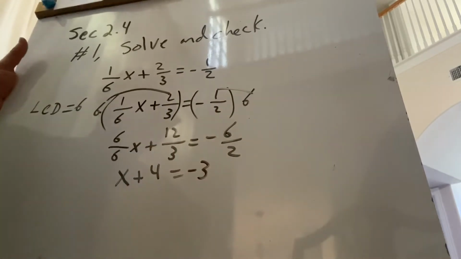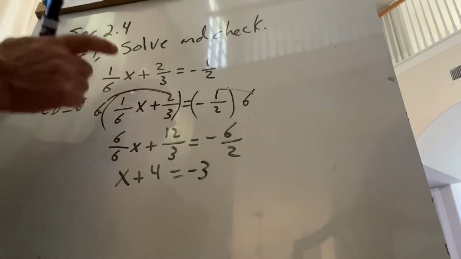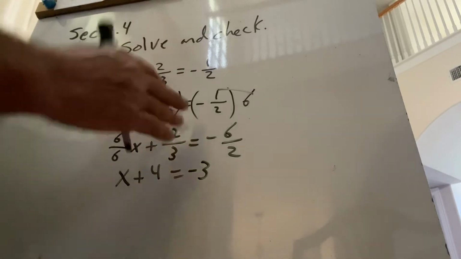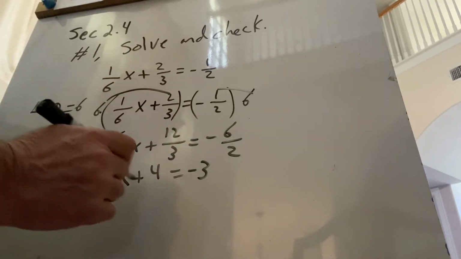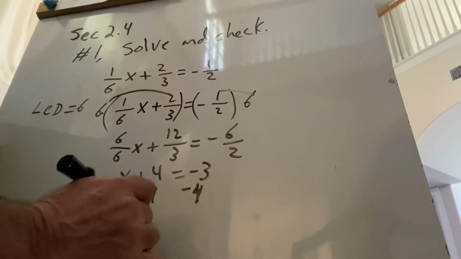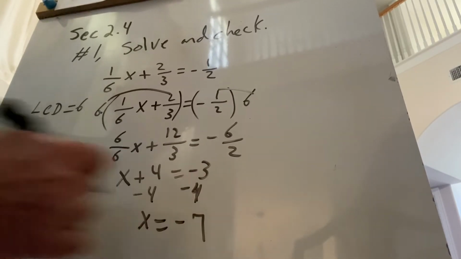So the beauty is that the solution here is exactly the same solution as the original equation. In other words, by doing what we did, you didn't change the solution, you just made your life a little bit easier. Now to isolate the x, we're going to subtract 4. So your solution is negative 7.